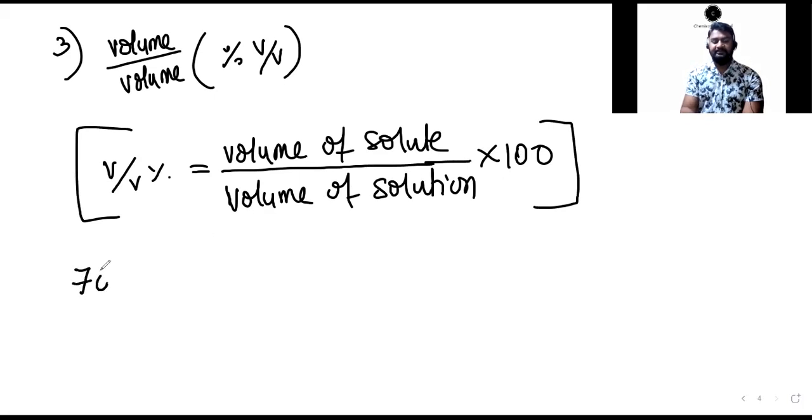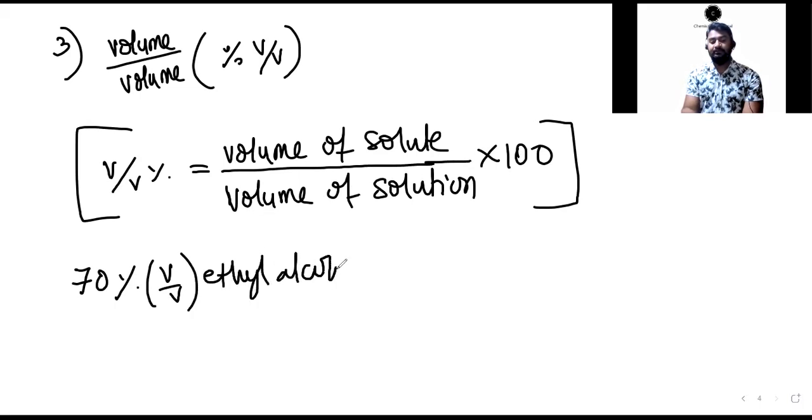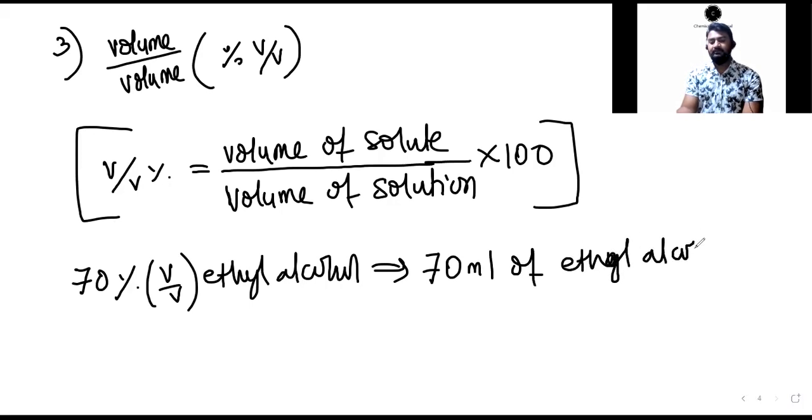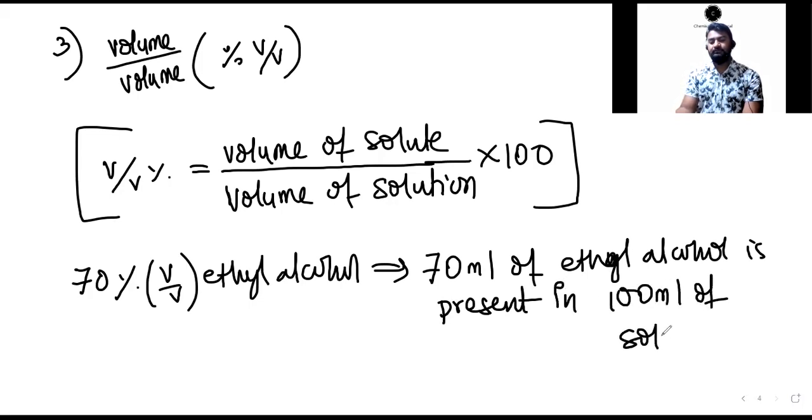So what is actually meant by 70%? This is something that you will see on your sanitizer bottles also. Ethyl alcohol. They may write like this: 70% ethyl alcohol solution. What does it mean? It means that 70 milliliters of ethyl alcohol or ethanol is present in 100 milliliters of solution. So in a solution containing 100 milliliters of solution, 70% is alcohol. That's what we mean by this particular point.